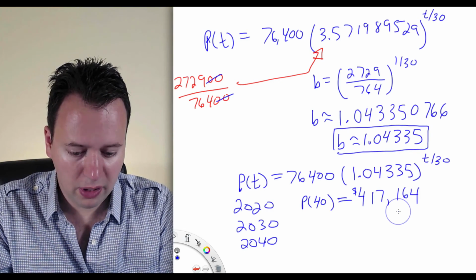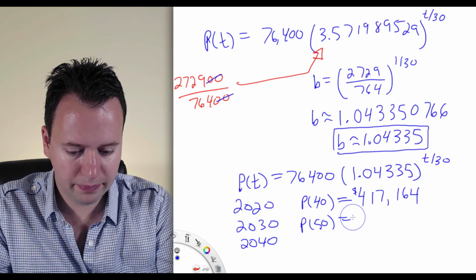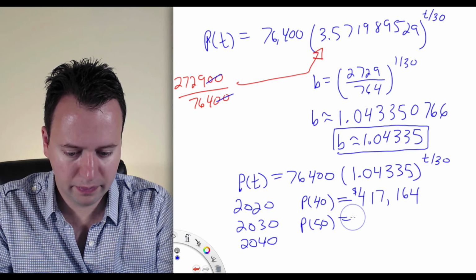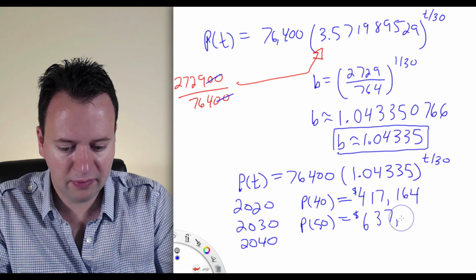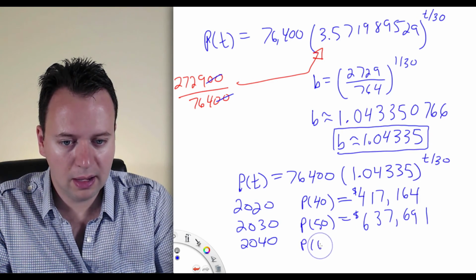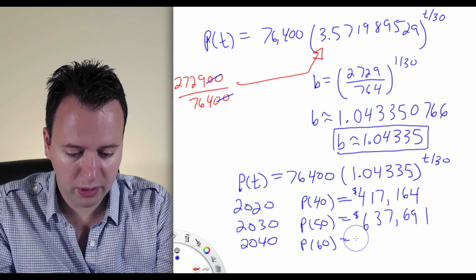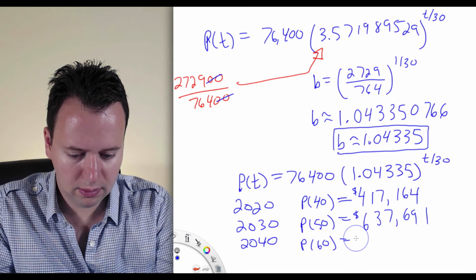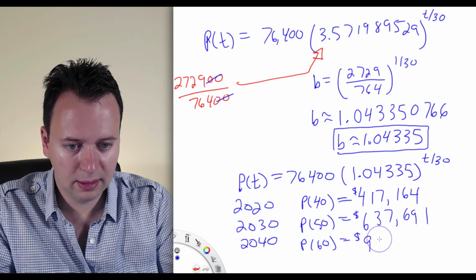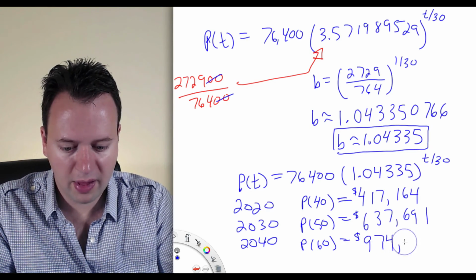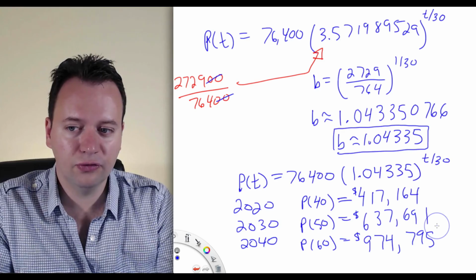So in 2030, so now this is P of 50. So let's take a look at that. So P of 50 works out to be $637,691. And then P of 60, so this would be the projected home price in 2040, assuming that the growth continues at the same rates, $974,795.